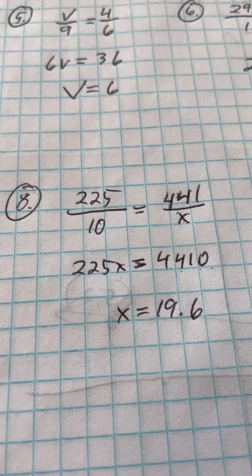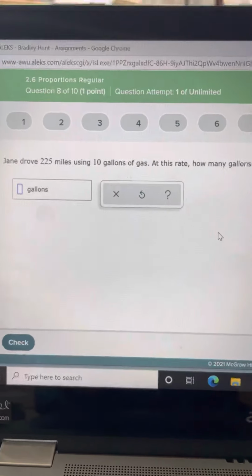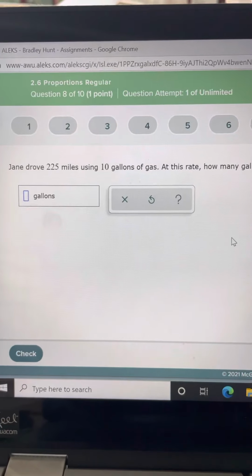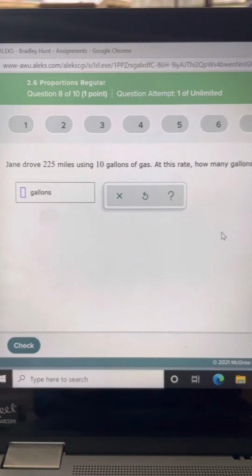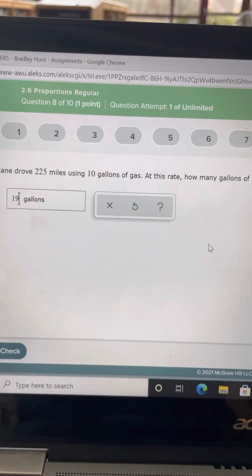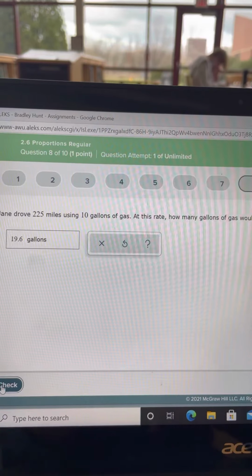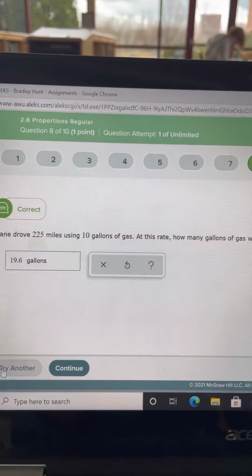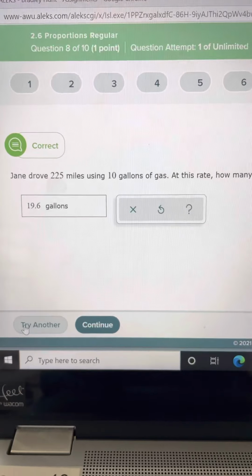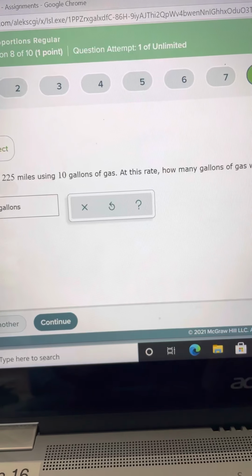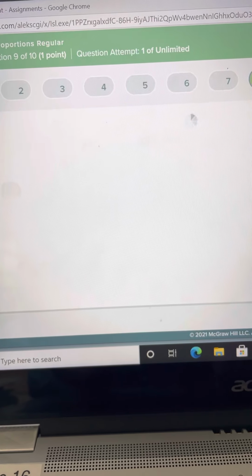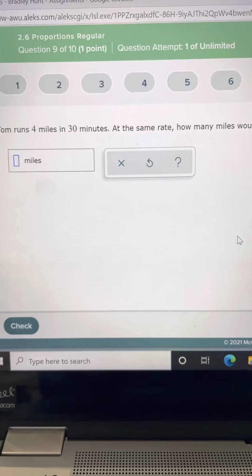It doesn't say you have to round that one, so let me see what happens when I put the 19.6 in there. Let me check it. Okay, it liked it. It didn't say round or anything, just gave the answer, so that will work. Wanted to check that for you before I moved on.